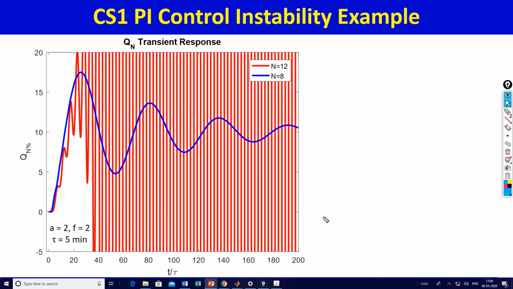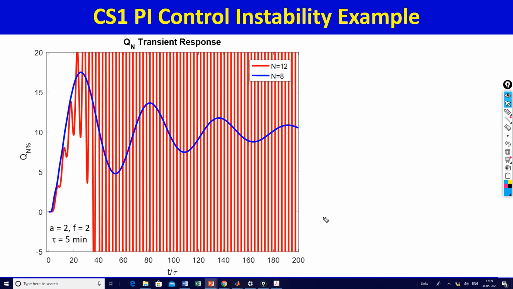For this seemingly reasonable tuning, you can see that when there are 8 tanks, the response has not settled in 200 time constants. It is still oscillating. So I don't know, it will settle in maybe 500 time constants. The response will never settle. With n equal to 12, you actually blow up. You get instability for the same tuning.